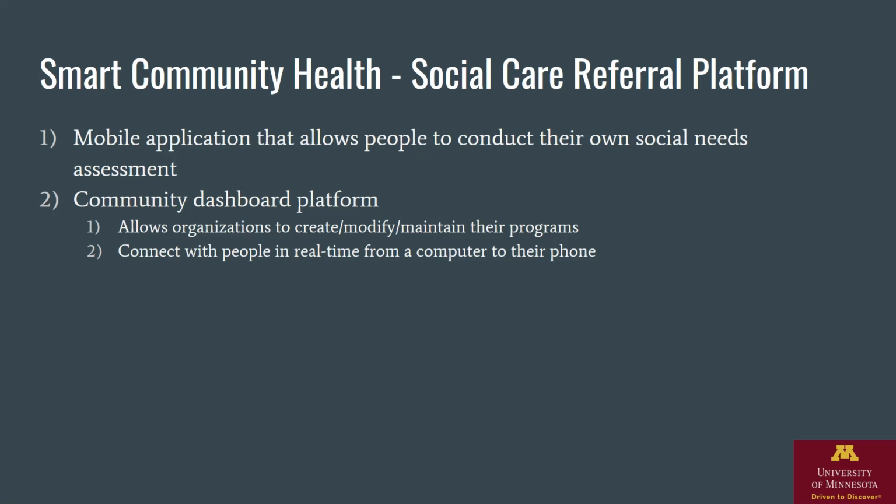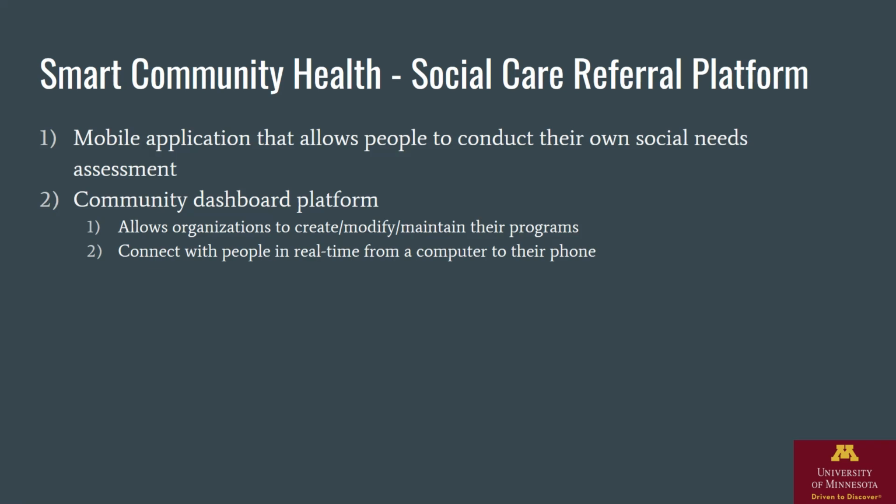So I developed a social care referral platform called Smart Community Health. The goal was to reduce some of the barriers that I just identified. We have a mobile application that you can install on your phone, and it allows the individual to do their own social needs assessment. We did this because we know there's often bias, that individuals feel like they're going to be judged when they're filling out these forms. Now they're able to do this in the comfort of their own home, and they're able to disclose the information as they need it.